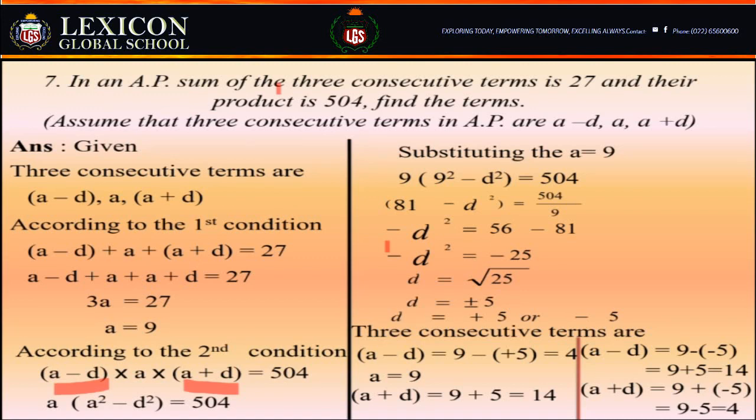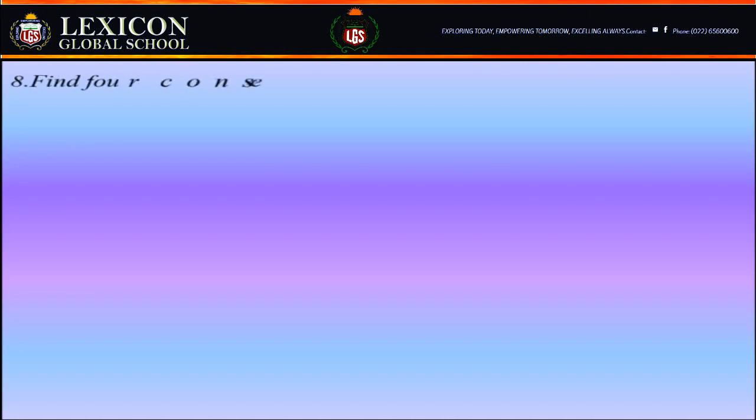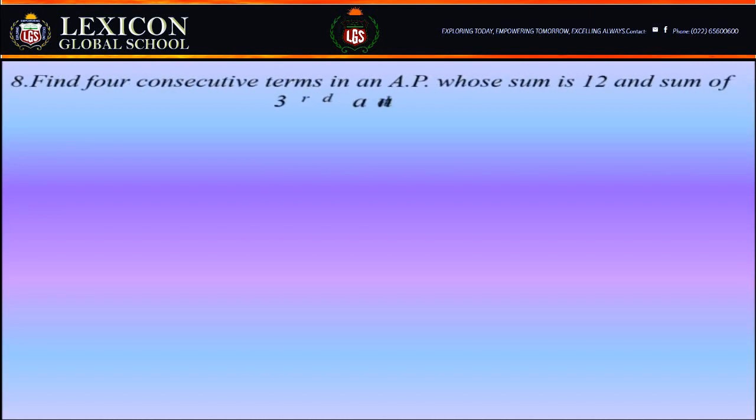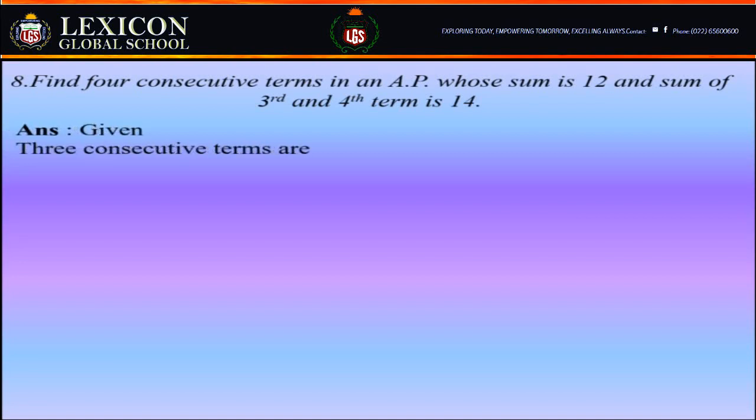Similarly, class, we are going to solve sum number 8. Find out 4 consecutive terms in an AP whose sum is 12 and sum of third and the fourth term is 14. Over here also, we have an assumption which is given to us in the textbook. So, what is given to us are 4 consecutive terms that is given to us in the textbook. A minus d, comma a plus d, 2a plus 2d.